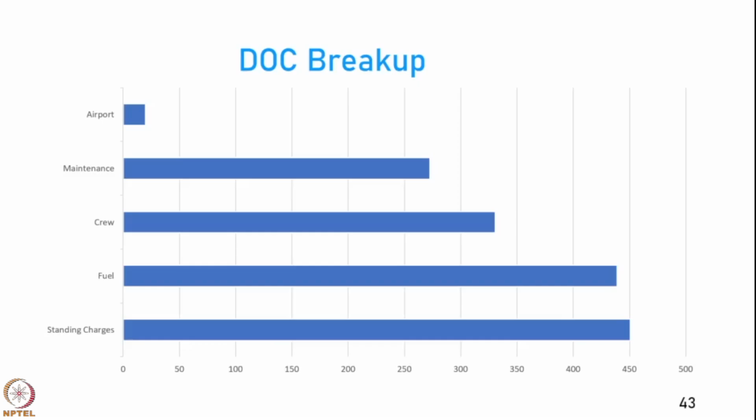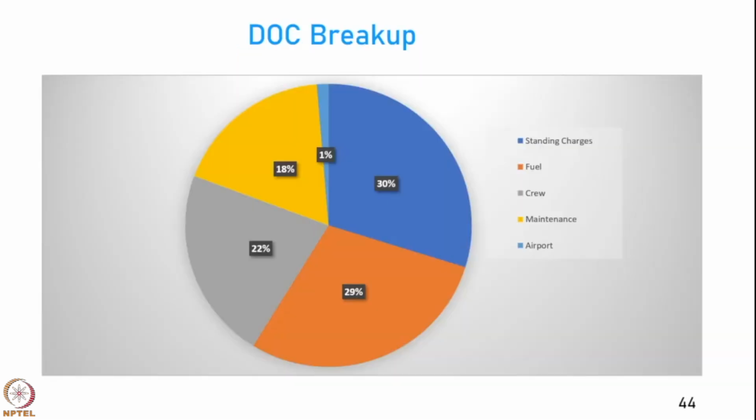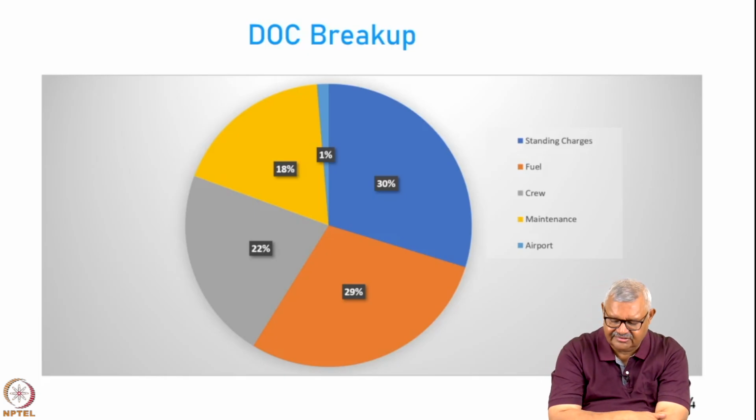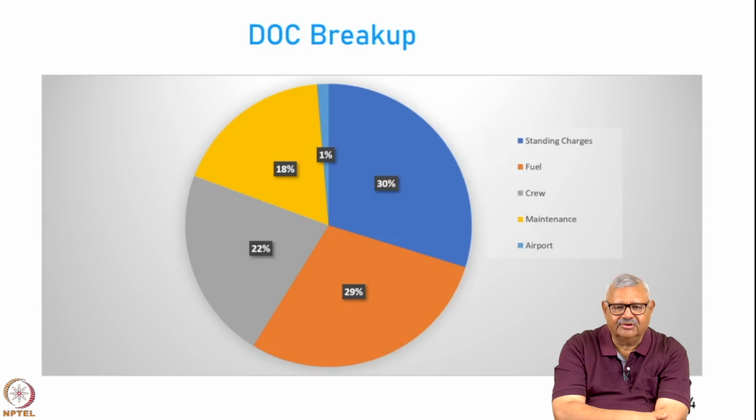Here is a breakup of DOC. We noticed that standing charges and fuel are of the order of $450, crew $330, maintenance 270 and airport of the order of 20. This is the breakup. We see that 30% are standing charges, 29% is the fuel, and then you have crew, maintenance, and only 1% of the charges are the airport charges. This is a typical breakdown of DOC. The largest components tend to be the ownership costs and the fuel costs and the pilots. Okay. This is typically the scenario.